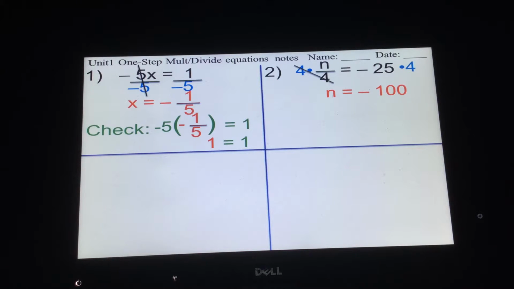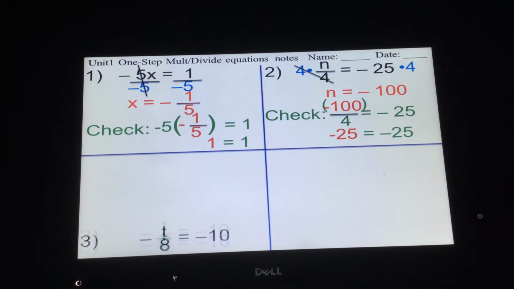Just like number 1, let's check our answer. To check, we write the original, n over 4 equals negative 25. What we're going to write is parentheses over 4 equals negative 25. Let's put the n value in there. In this case, the n value is negative 100. Plug that in your calculator if you need it. Negative 100 divided by 4 gets you negative 25. So negative 25 equals negative 25. This check worked, and that tells me that n is equal to negative 100.